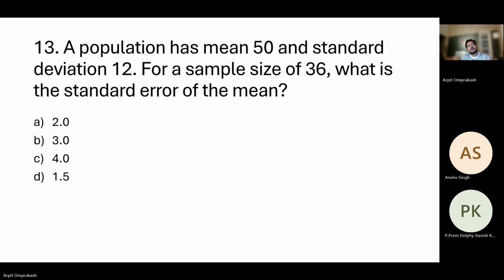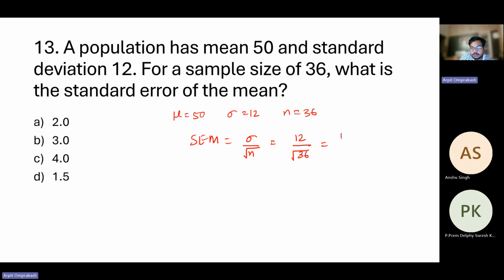Next question: a population has a mean of 50 and a standard deviation of 12. For a sample size of 36, so n is 36, what is the standard error of the mean? The standard error of the mean, as I said before, is sigma by root n, which is 12 divided by root of 36, which is 12 by 6, which is 2. The answer here will be option A, which is 2.